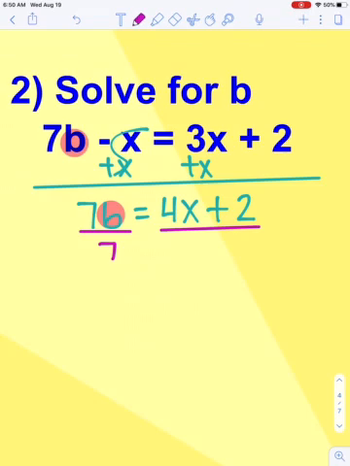When you divide over here on the right-hand side, there's multiple terms. You do not get to pick and choose what gets divided by 7. It all has to be divided by 7. So if you're dividing, you put it all over something.